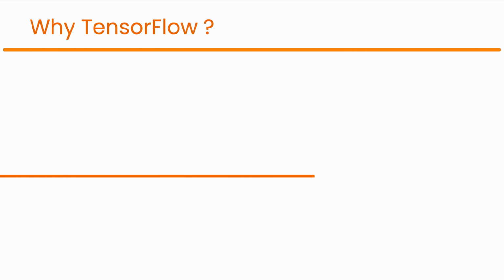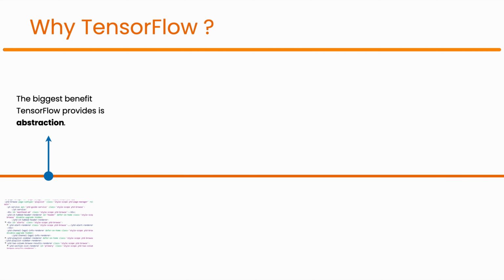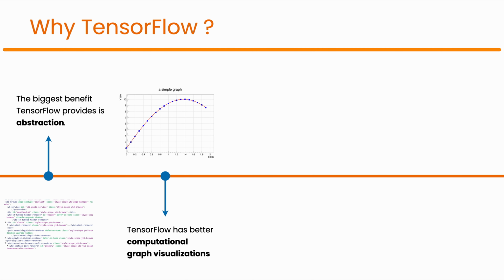Now let's see why TensorFlow. The biggest benefit TensorFlow provides is abstraction. Instead of dealing with the details of implementing algorithms or finding out proper ways to hitch the output of one function to the input of another, the developer can now focus on the overall logic of the application. TensorFlow takes care of the details behind the scenes. TensorFlow has better computational graph visualizations, which are inherent, when compared to other libraries like Torch and Theano.